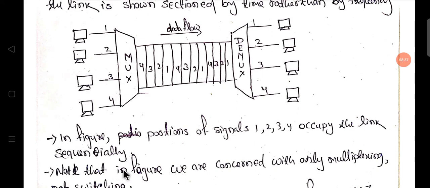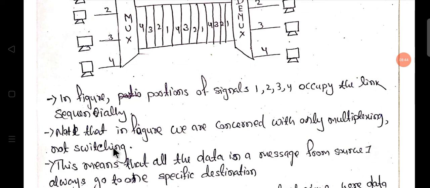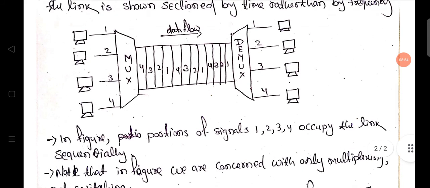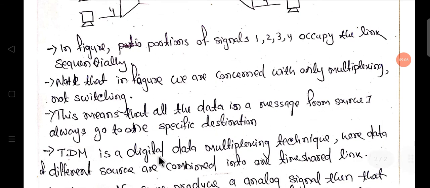Note that in the figure we are concentrating only on multiplexing, not switching. This means that all the data in a message from source 1 always go to one specific destination, not to all the destinations. TDM is a digital data multiplexing technique. Here data of different sources are combined into one time shared link.